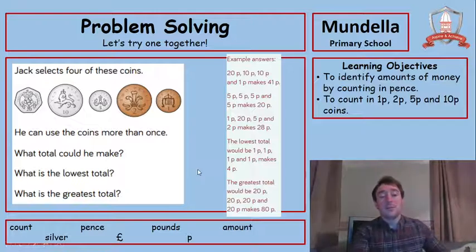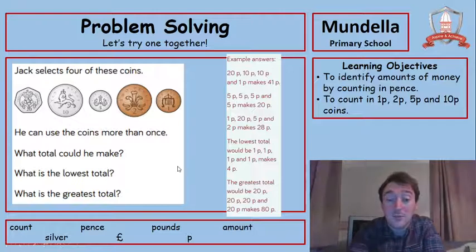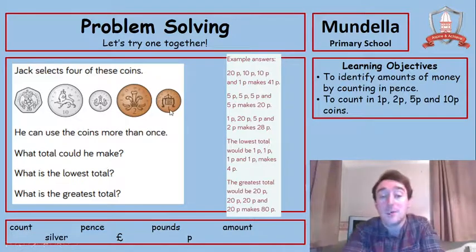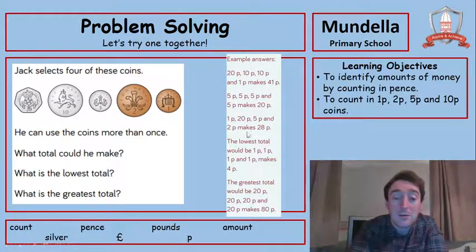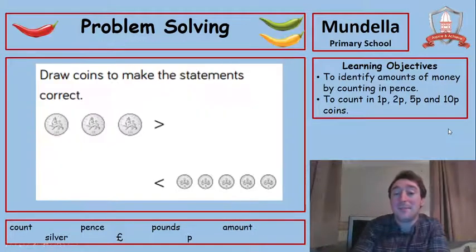What's the biggest total we can get? Well, we could just keep using the biggest coin over and over again. And that's what we've got here. So we've done 20. And if it's the same, we could even use our multiplication. So 20, 20, 20, 20 makes 80p. So 4 lots of 20 coins is 80p. And the lowest total, we just use the lowest coin and do that 4 times. So that would be 4p. Okay, great. Let's have a look at the questions that you've got.